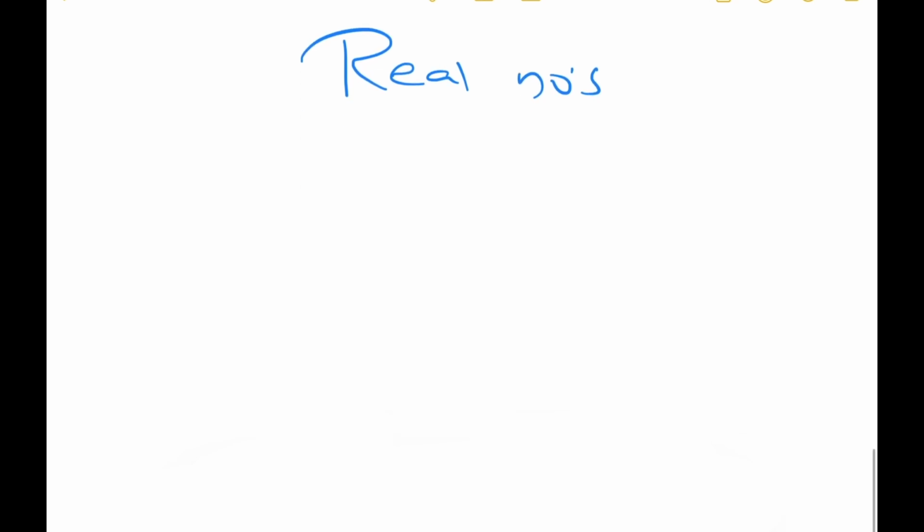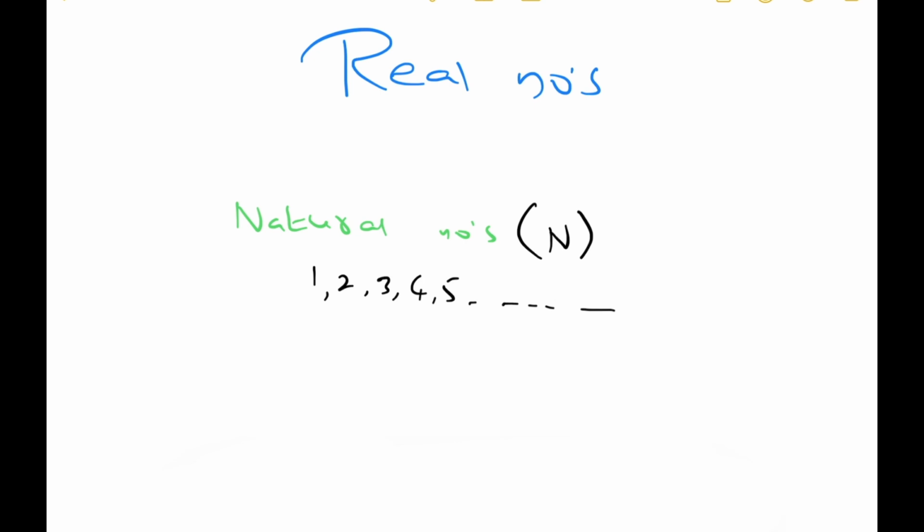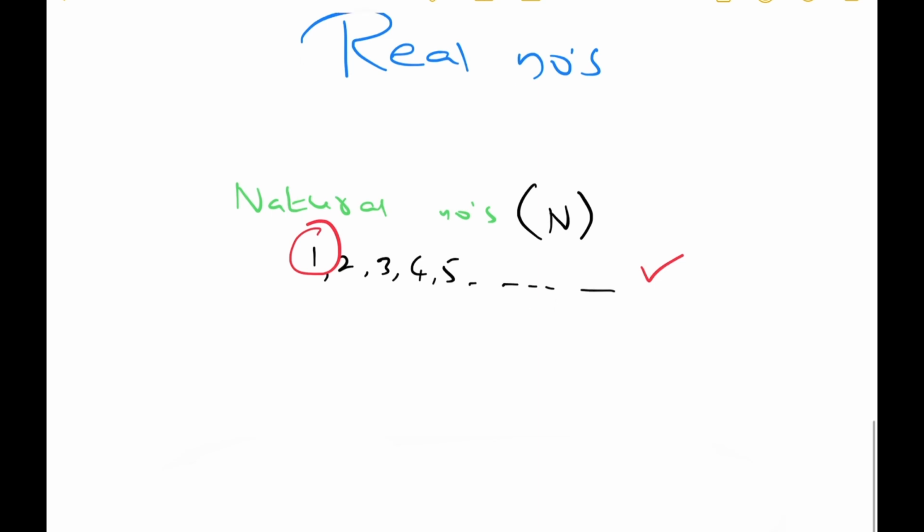The first number system we will be having is natural numbers. I hope everyone has perfect clarity about this one. Natural numbers start from 1, 2, 3, 4, 5 and so on, and these natural numbers are represented by capital N. The smallest natural number is 1 and the biggest natural number does not exist.